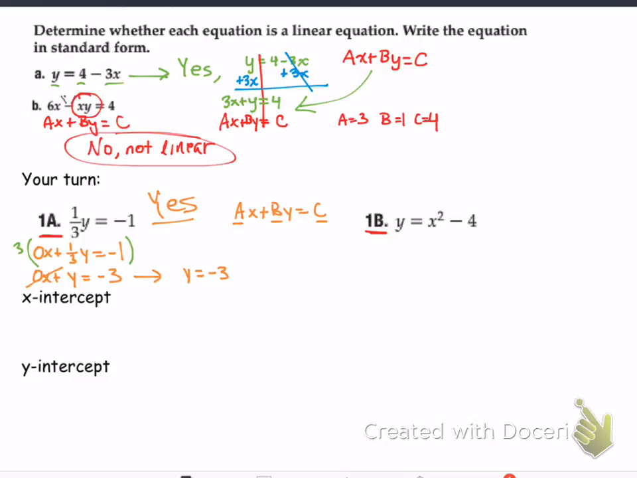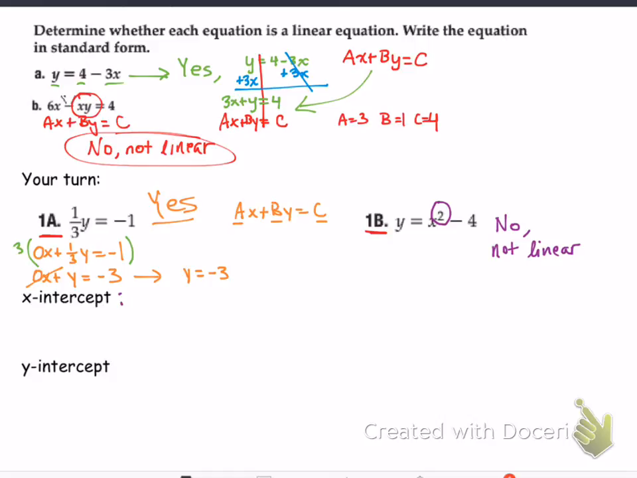Go ahead, try letter 1b. You'll notice right away that there is an exponent that is greater than 1. That breaks our rule, so no, this is not linear. If that didn't make sense to you, maybe 1a didn't make sense to you, pause the video, go back to it and rewatch it now that you're done writing down the notes. Otherwise, I'm just going to keep going with x-intercept and y-intercept.